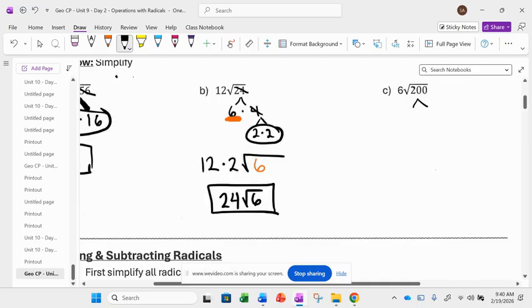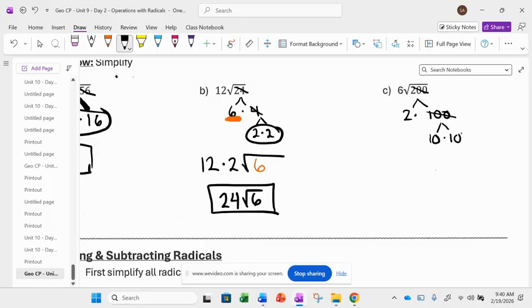Because it ends in 2 zeros, I'm going to go with 2 and 100. And then 100 is a perfect square. What multiplies to 100? 10 and 10. So now whatever I circle goes on the outside how many times? One time. So I have a 6 on the outside and I have a 10 on the outside. And what's left on the inside? A 2. So this becomes 60 root 2.